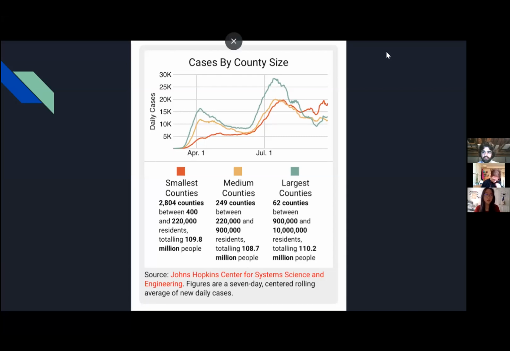Here's my question for y'all. What are some other possible explanations for this change?